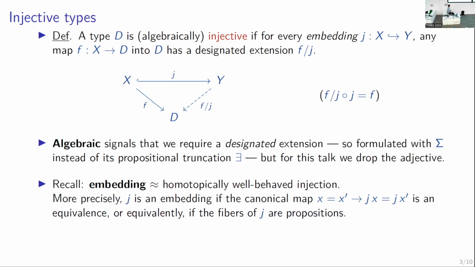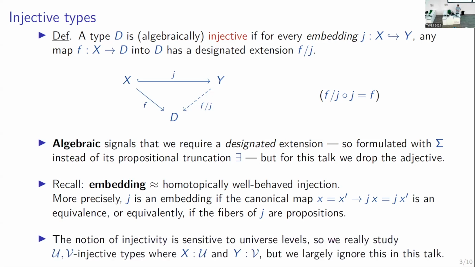Just to recap, an embedding is a homotopically well-behaved injection. More precisely, J is an embedding when this canonical map on path types is an equivalence, or alternatively, if all the fibers of J are propositions. And finally, I should say that the notion of injectivity is sensitive to universe levels. So really what you end up studying, and what we do in Agda, for example, is U V injective types where X is allowed to live in U and Y is allowed to live in V. But again, for the talk, I'm just going to skim over this completely.